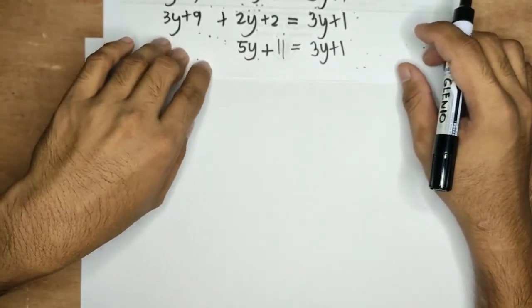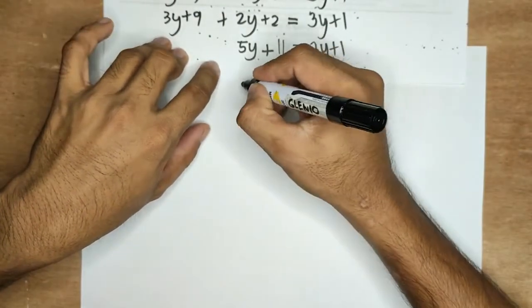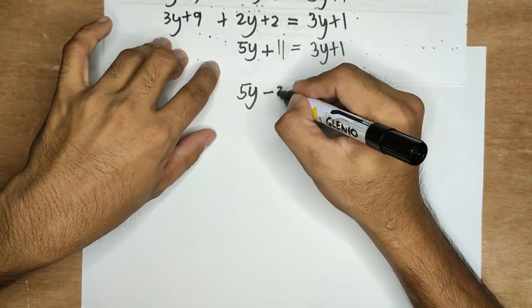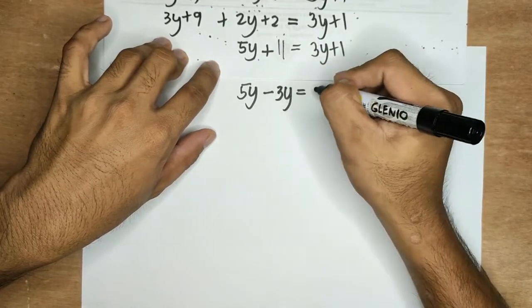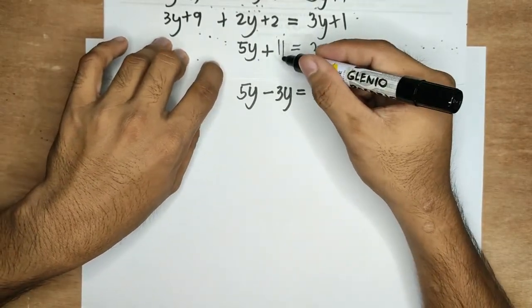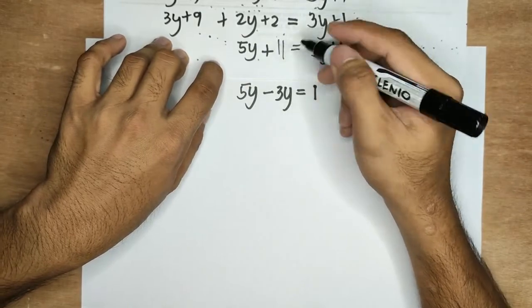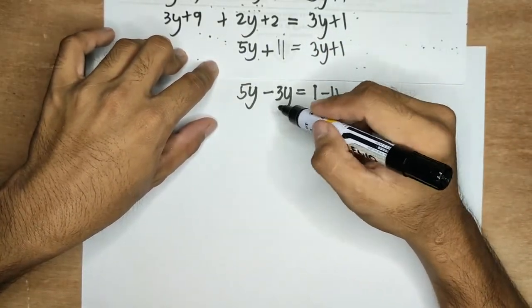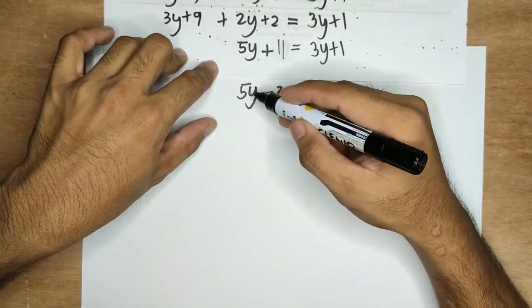Transposing positive 3y to the left, we have 5y. From positive, it will be negative 3y. And we also transpose positive 11 to the right. From positive, it will become negative 11. So, combining similar terms, they are the same, they are similar.